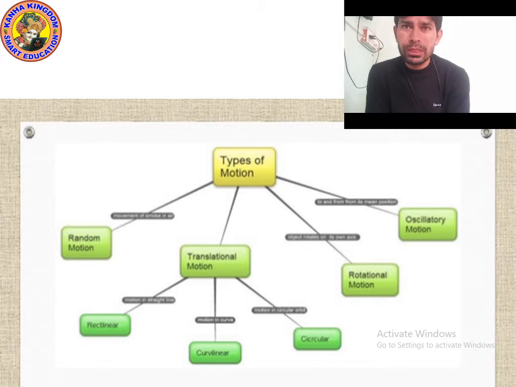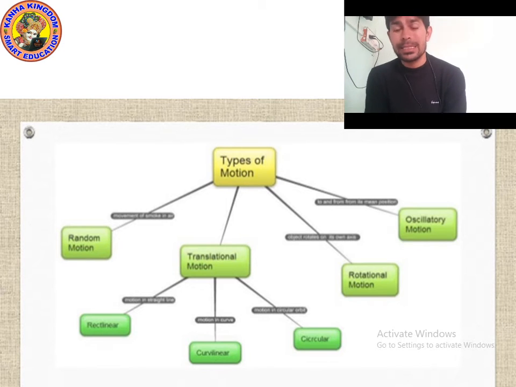And transitional motion can be categorized into three categories. Yes, there are three types of transitional motion: rectilinear motion, curvilinear motion, and circular motion. What is the spelling of rectilinear? RECTILINEAR. Curvilinear, CURVILINEAR. And circular, CIRCULAR. So these are the three types of transitional motion.